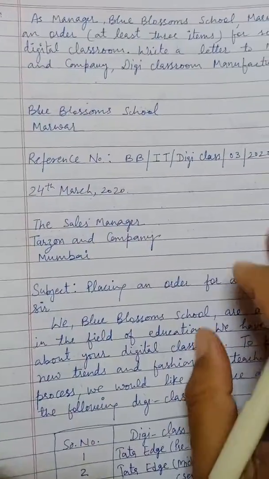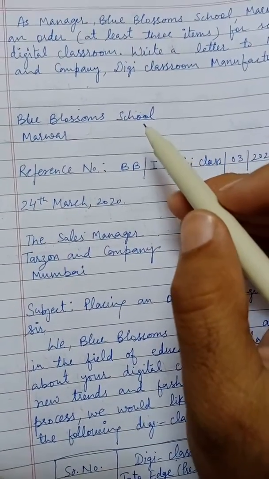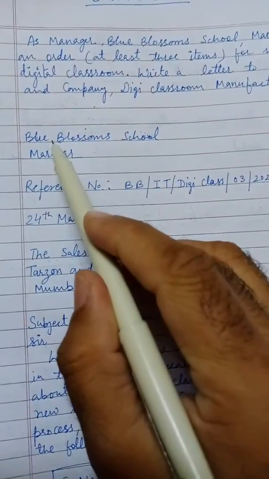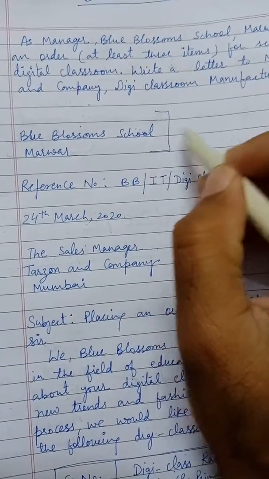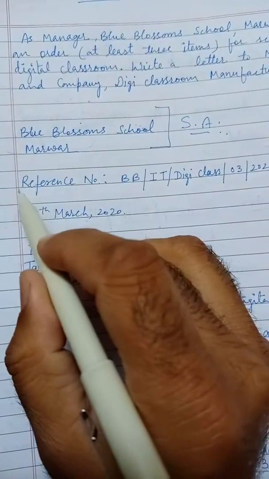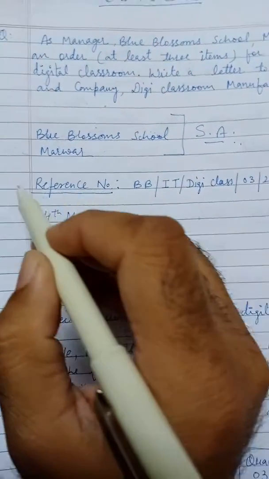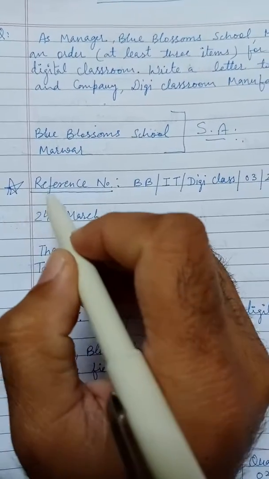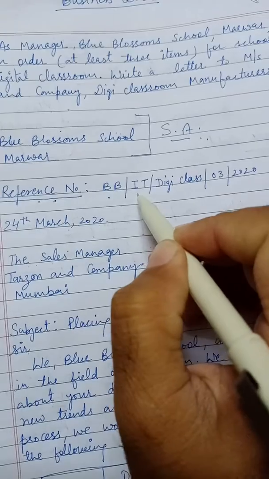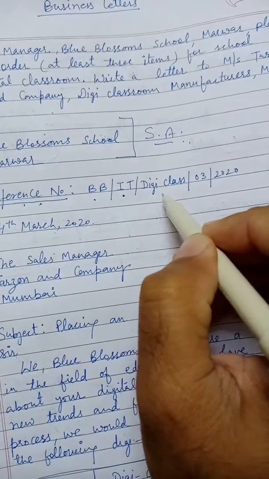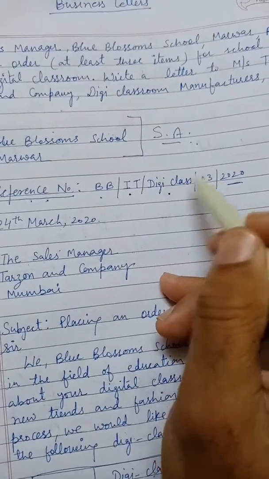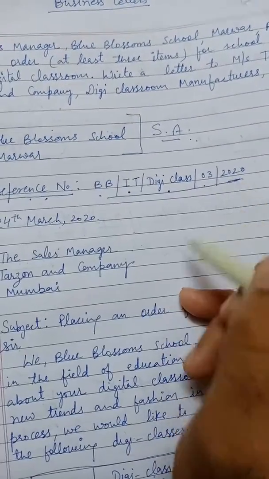By following the particular format, I start this letter from here. First of all, this is the sender address. Thereafter, as I told you yesterday, this is the main point, the reference number. I have written the reference number here. First is the company name, then the department, IT department, then the item or article, then the month and the year. So this is the reference number.